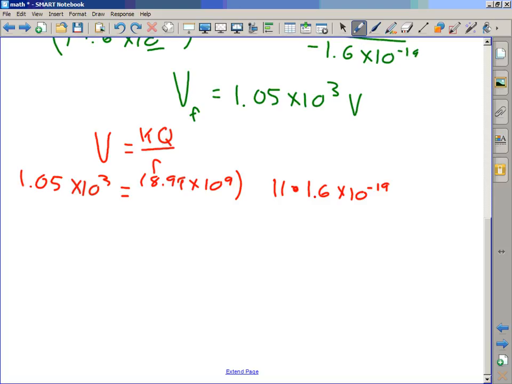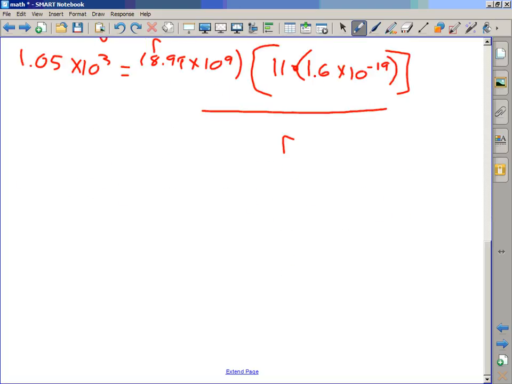It might try to do 11 times 1.6 and then raise all of that to the negative 19, especially if you're using a multiplication symbol instead of the EE button in there. So my recommendation here is use even more parentheses. Use parentheses like crazy with your calculator. Okay? All divided by R.